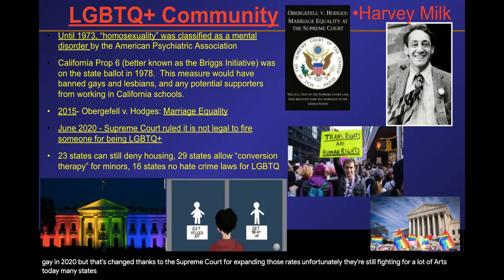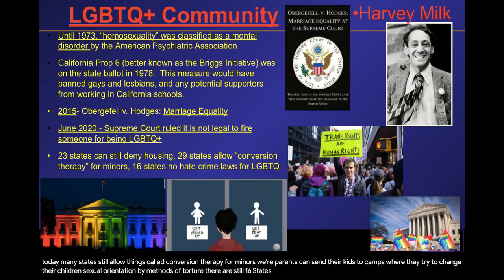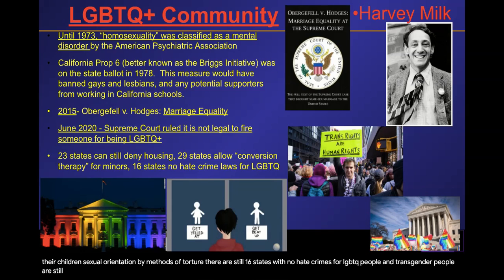Many states still allow things called conversion therapy for minors, where parents can send their kids to camps where they try to change their children's sexual orientation by methods of torture. There are still 16 states with no hate crimes for LGBTQ people, and transgender people are still fighting for their rights in many, many states. They're also disproportionately affected by hate crimes than other groups.